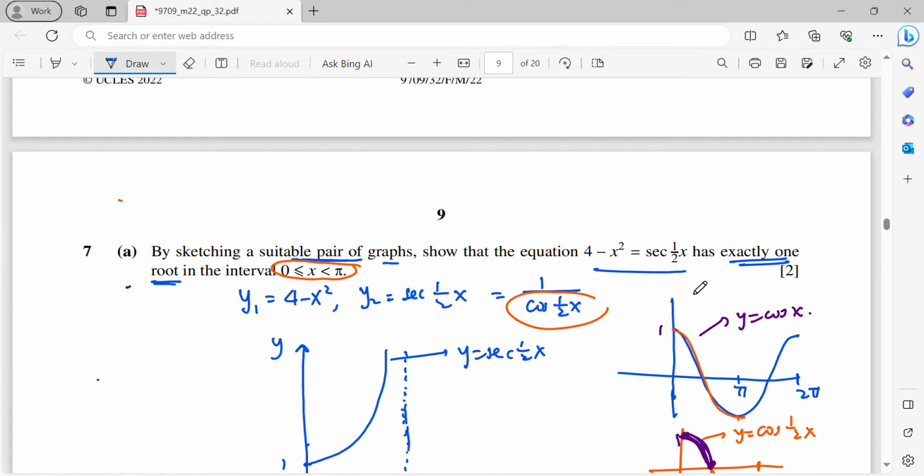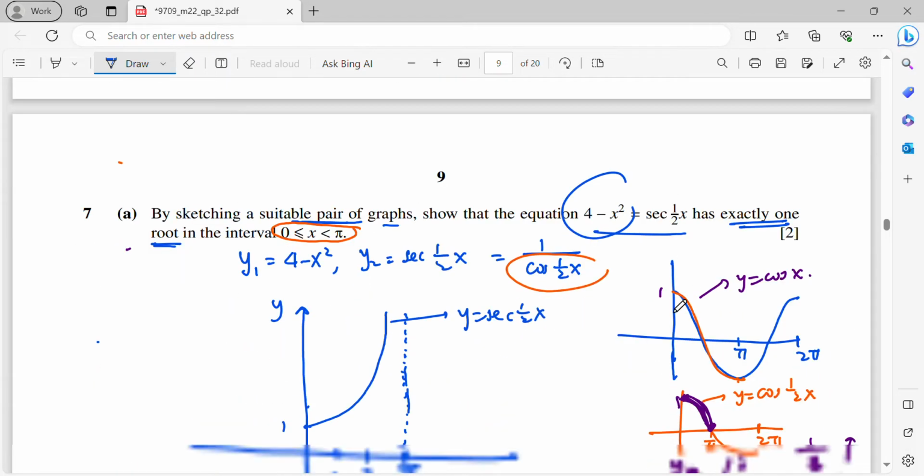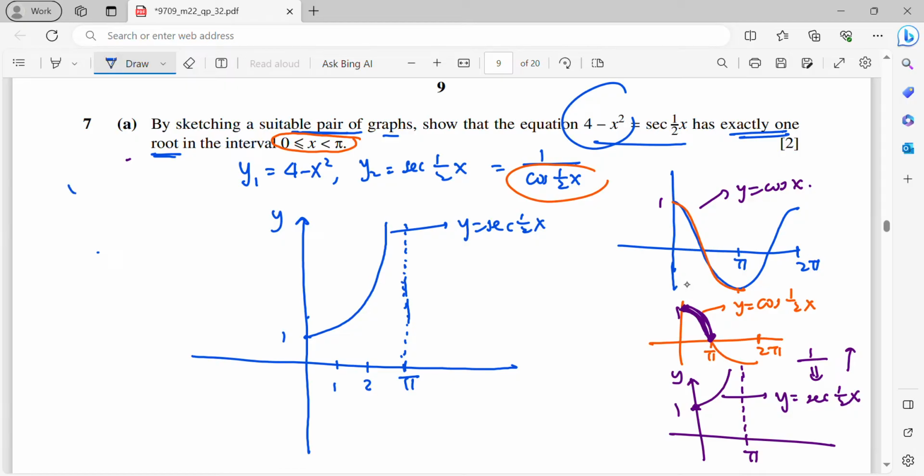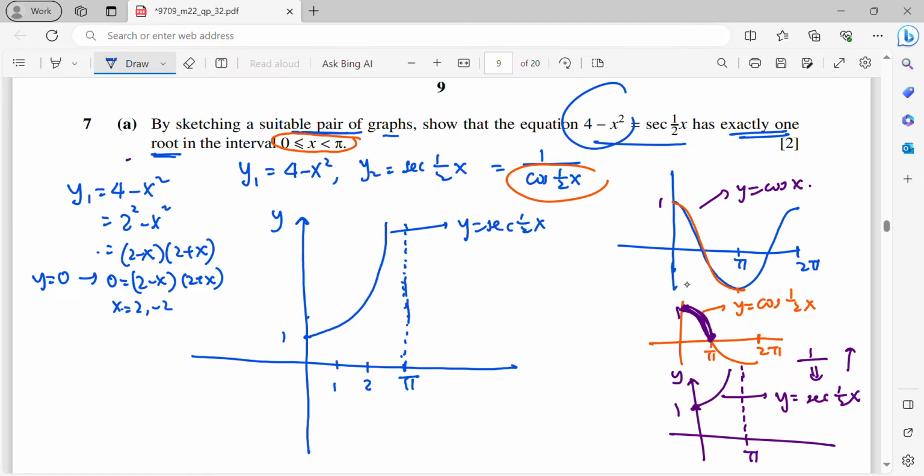Now for my y1, this is a quadratic equation which has a maximum point. So I know that my y1 is 4 minus x squared, which means it will be 2 squared minus x squared. It's the same as (2 minus x)(2 plus x). So when y equals 0, that means 0 equals (2 minus x)(2 plus x). Then my x is going to be 2 and minus 2. So 2 and minus 2, supposedly like this, because it has a maximum point.